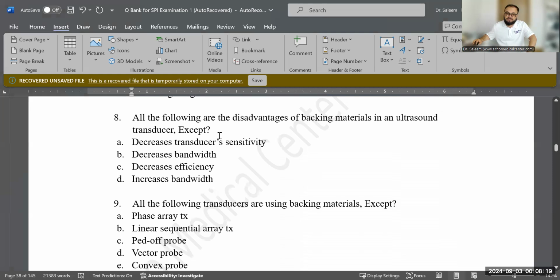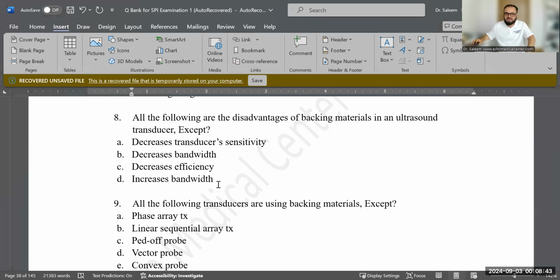Next. The next question is, all of the following are the advantages of backing material in a transducer except. Again, same question, but with different answers. Decrease transducer sensitivity, decrease bandwidth, decrease efficiency, and increase the bandwidth. What do you think? Which of the following is the disadvantage of backing material? Not advantage, disadvantage.